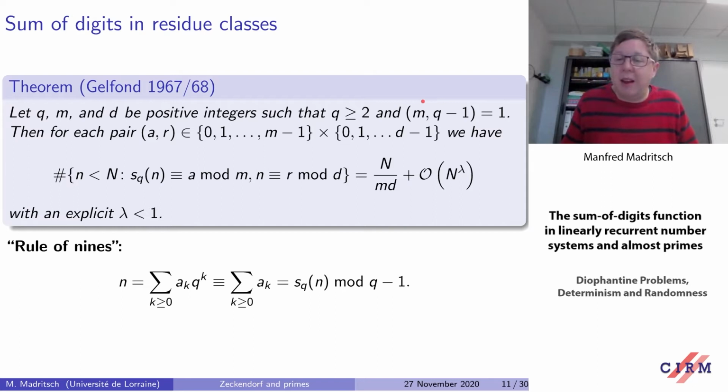So if the modulus here is not co-prime with q minus 1, then you also have certain restrictions on D. In a subsequent paper, Hennenfent also analyzed this and wrote down this relation for the general case, dropping this condition. But for our purpose, it's enough to consider the co-prime case.